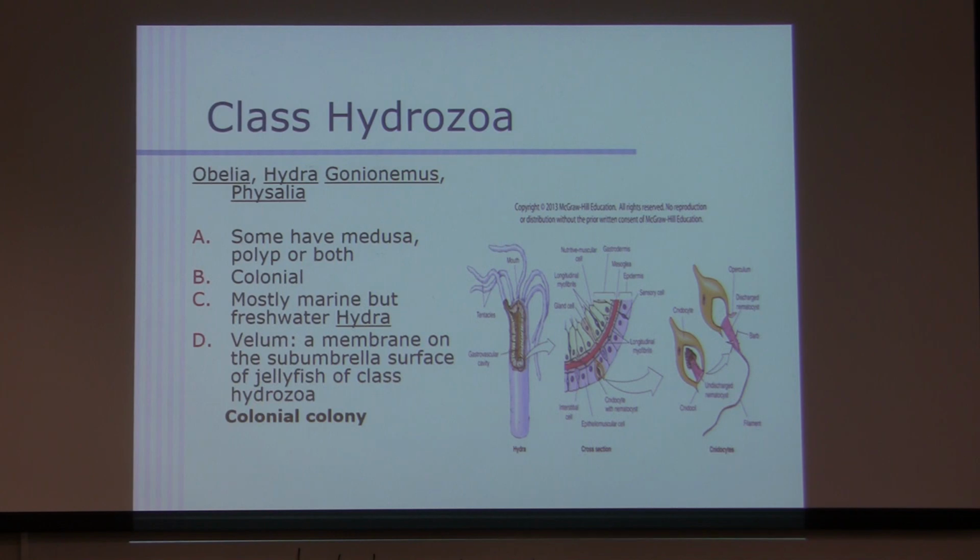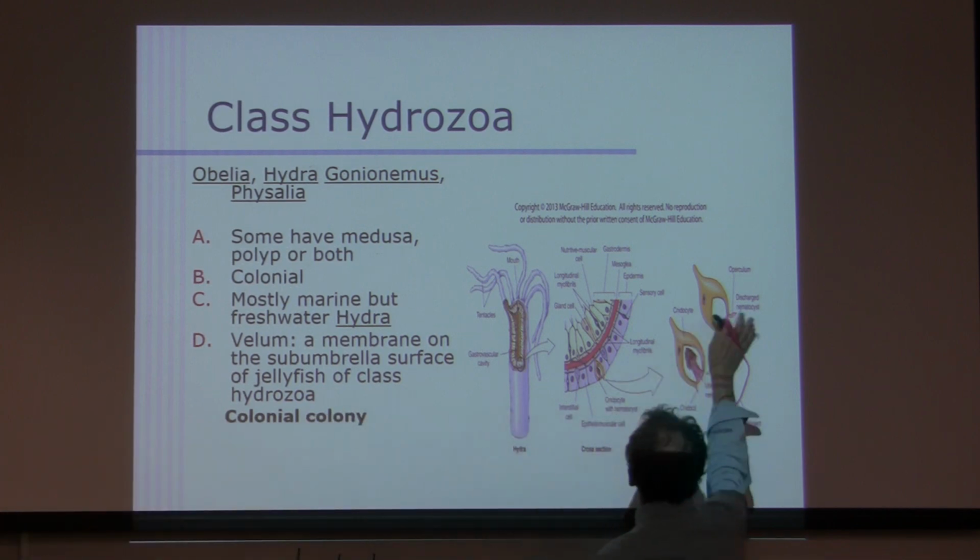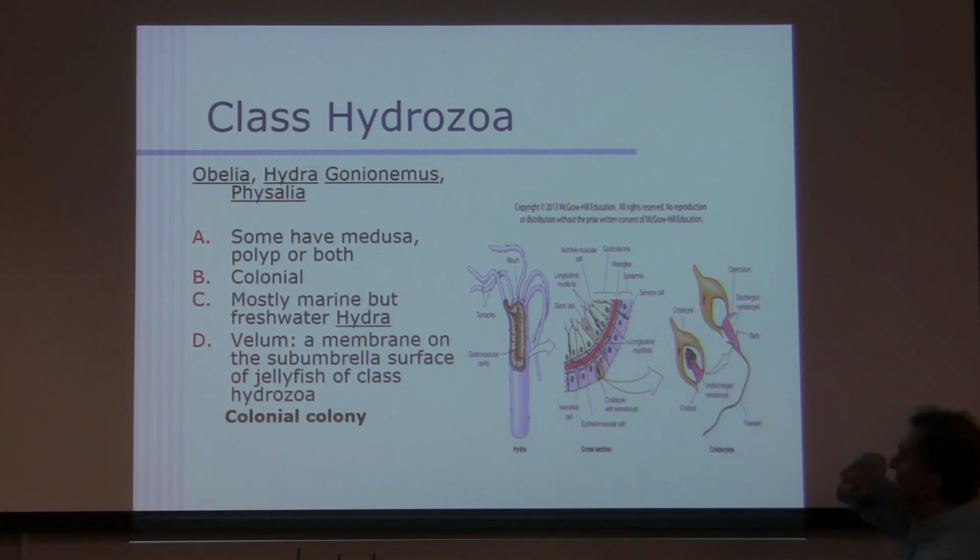You mean like the Portuguese man of war doesn't have a velum? They might have it, yes, but like Hydra, the medusa stage has velum. Okay, Gonionemus has velum. You guys, I think I talked about all of this. There's nothing here that I did not mention.